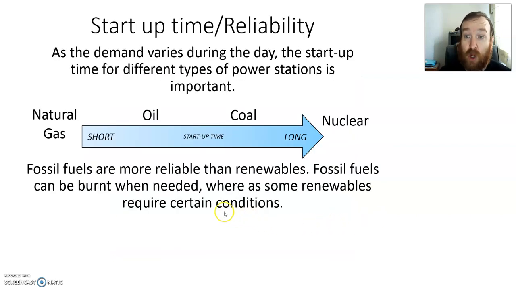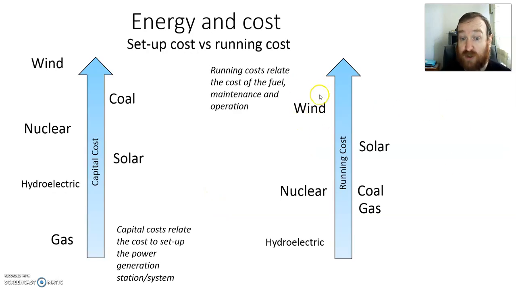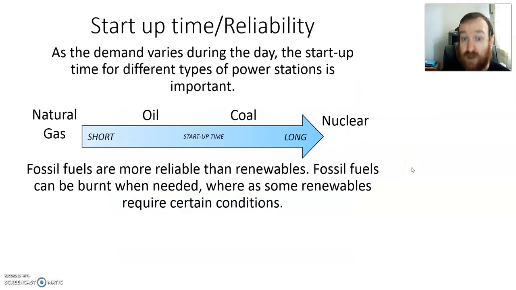Okay, as well as that, there's reliability problems. So why can't we just use wind and solar? Okay, they are not as reliable as coal and oil. Okay, startup time. Okay, it takes a long time to turn on a nuclear power station. It doesn't take a long time to turn on a natural gas power station. Okay, sometimes that reliability and startup time isn't as important as others, but it is a massive factor if that's the only type you're going to use.